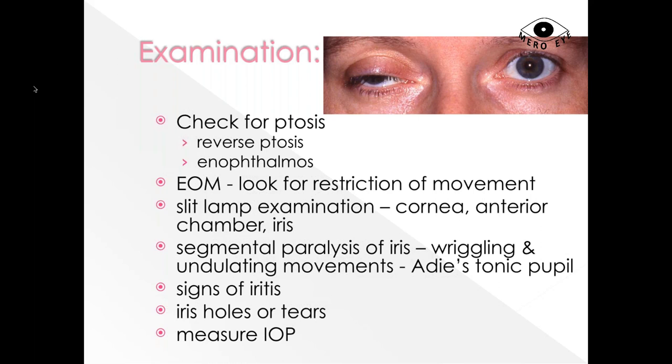Look at the iris. Segmental paralysis of the iris leads to a wriggling or undulating movement, also known as vermiform movement, which is characteristic of the Adie's tonic pupil, and this occurs because of the segmental paralysis of the iris. Then look for signs of iritis, look for iris holes and tears, and also always measure the intraocular pressure when you're suspecting angle-closure glaucoma.